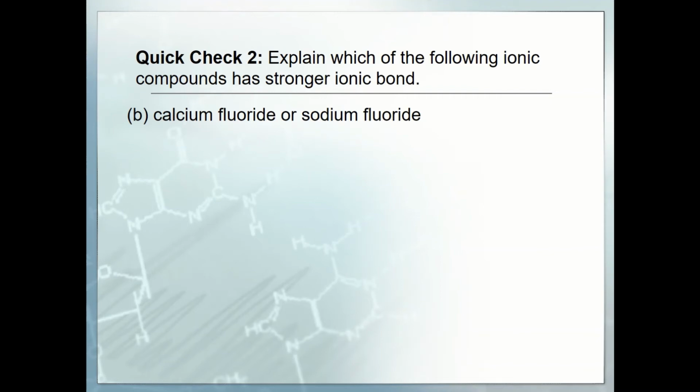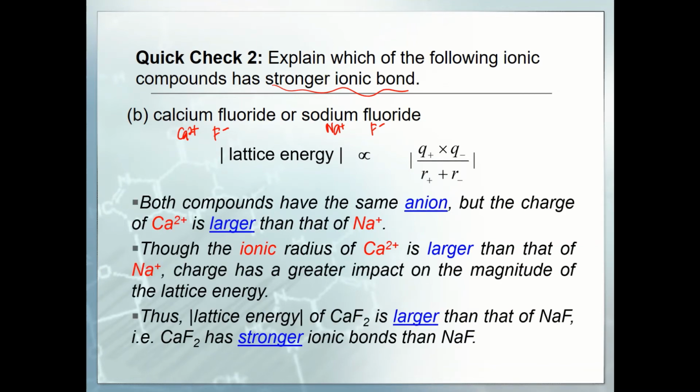Okay, same thing. Again, we are talking about which one has a stronger ionic bond. So if we are asked about a stronger ionic bond, we should always talk about magnitude of lattice energy. All right. So write down the relationship first. Then let's consider the different ions that are inside there. So you have Ca2 plus and F minus. This is Na plus and F minus. Correct?